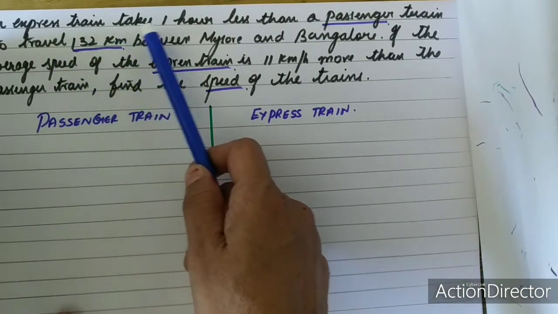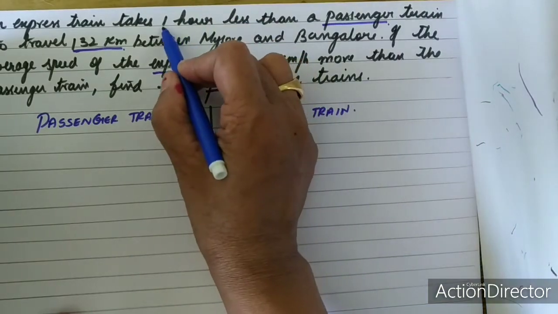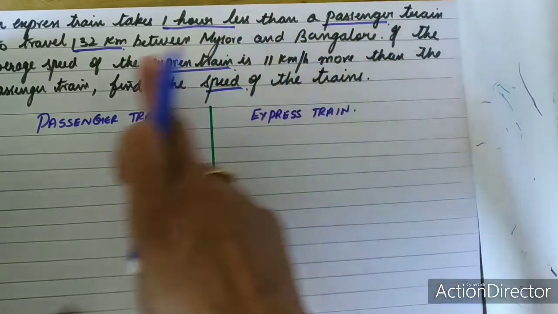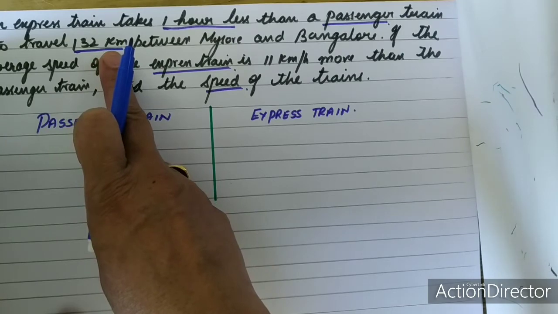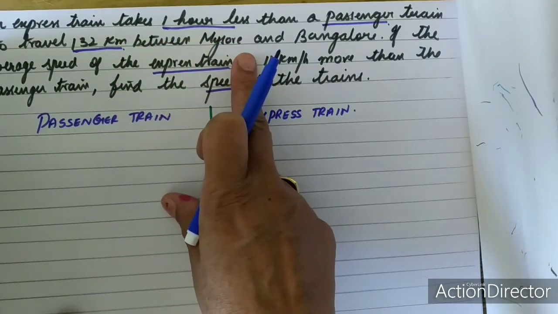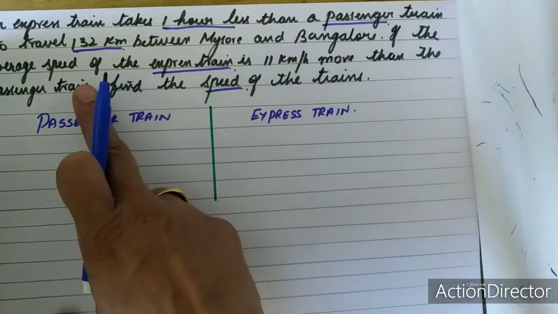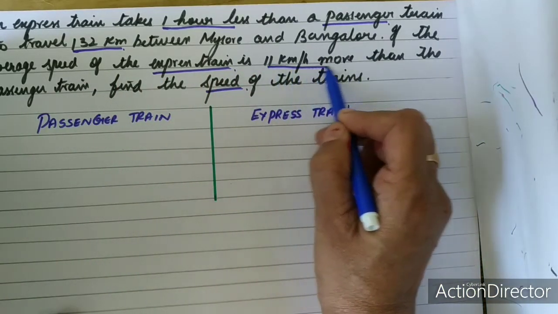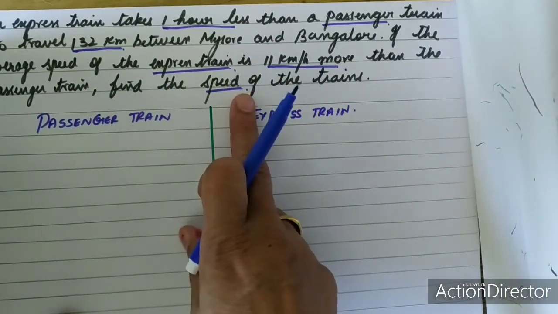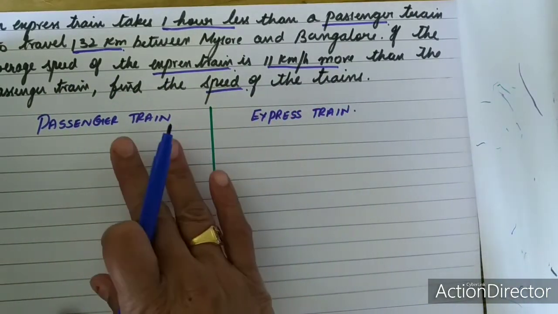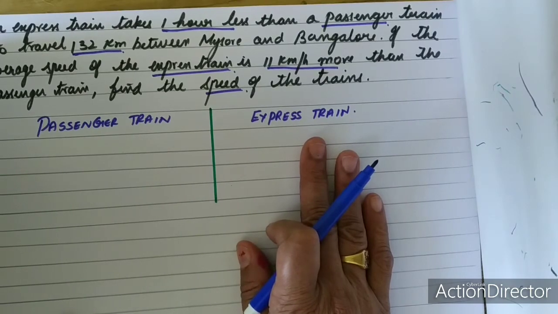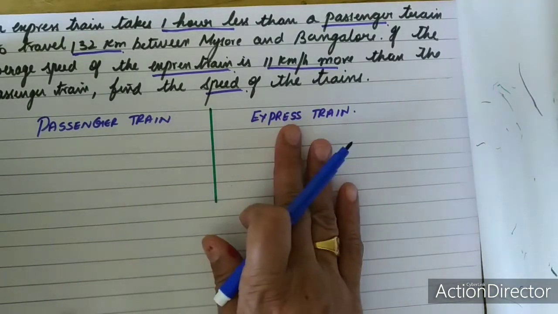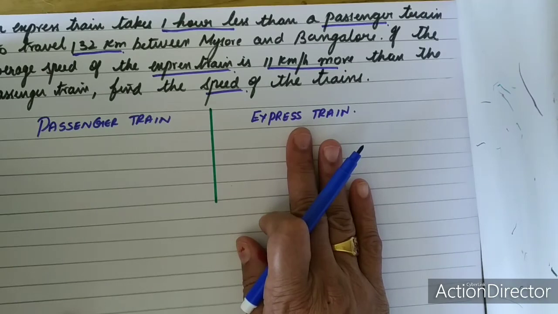Let me read the sum. An express train takes 1 hour less than a passenger train to travel 132 km between Mysore and Bangalore. If the average speed of the express train is 11 km per hour more than the passenger train, find the speed of the trains. Here you are given two trains. The concept is the same only. One is the passenger train and the second one is the express train. Naturally express train will reach soon, so it will take less time.